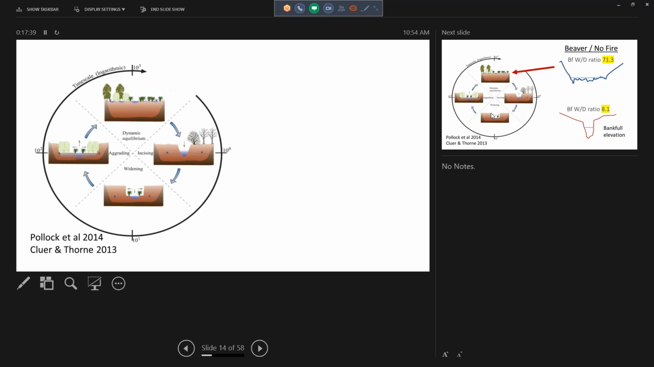A lot of you will recognize this sort of reduced stream evolution model that Pollock created from Cluer and Thorne's work on stage 0 restoration. I like to use a simplified model because it shows well what happens if you have rapid change from this dynamic equilibrium stage, a stage 0 system, and a severe incising event, then a widening stage, then an aggrading stage and back to stage 0. That's easy for everyone to wrap their heads around if you're not real familiar with stream evolution. But what I was really shocked by was that this is a logarithmic scale.